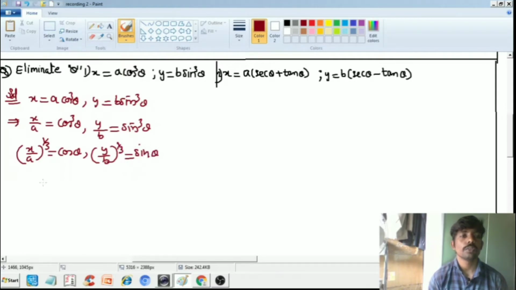We know sin square plus cos square is equal to 1, sin square theta plus cos square theta is equal to 1. From here, sin square is what?